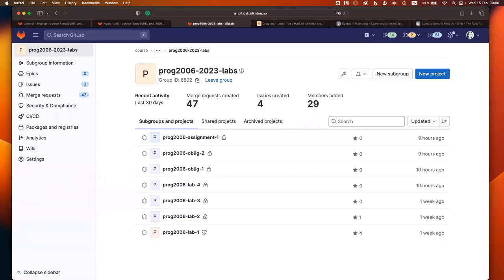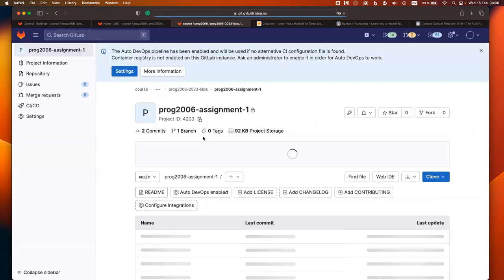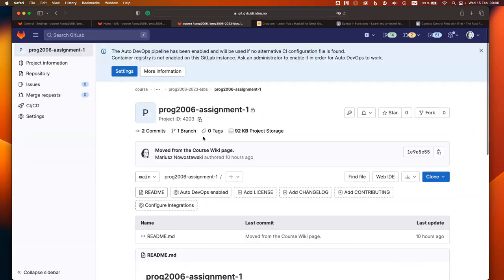All right, so let's talk about assignment one. Assignment one relates to the game of Go. And the game of Go is a very old, very interesting game with relatively simple rules, but it has some nuance and some complexity.